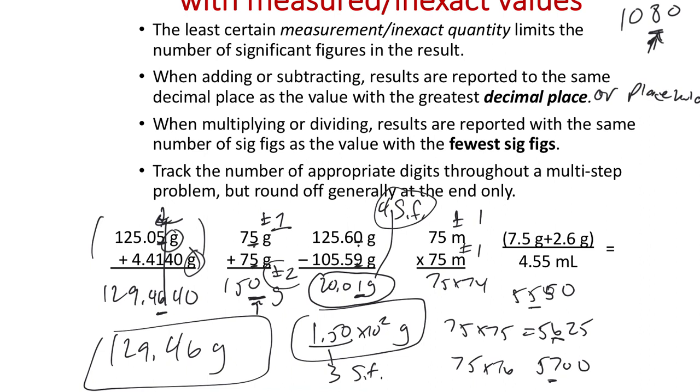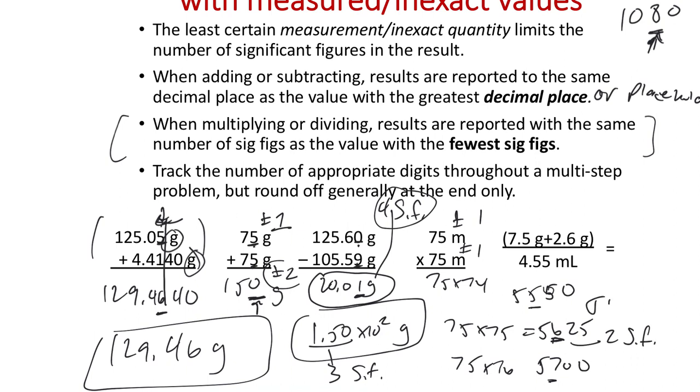So doesn't this look like the value should have two sig figs? Would you agree that two digits are significant in 75 times 75? When I look at the rule, when multiplying or dividing, the results are reported with the same number of significant figures as the value with the fewest sig figs in that multiplication step. So two sig figs times two sig figs should have two sig figs. And so 5,625 gets rounded to that second sig fig.